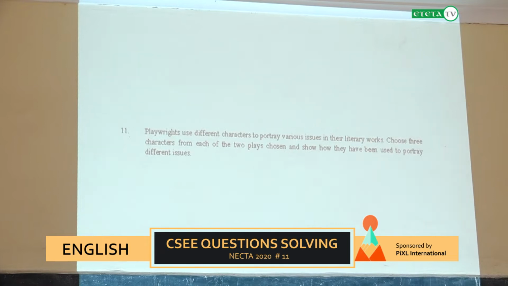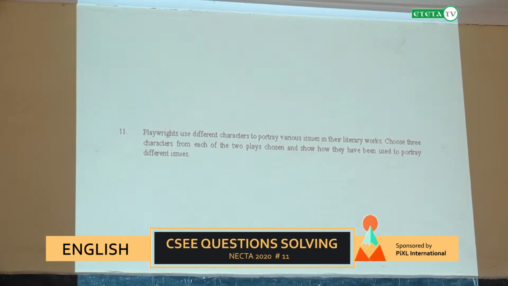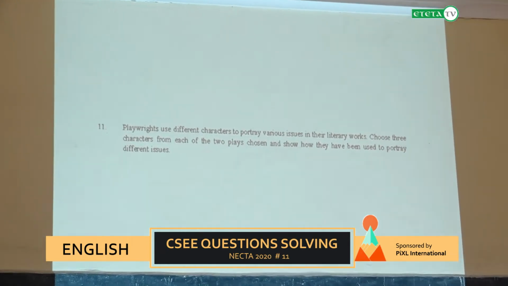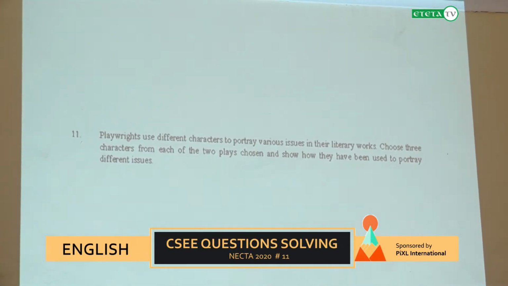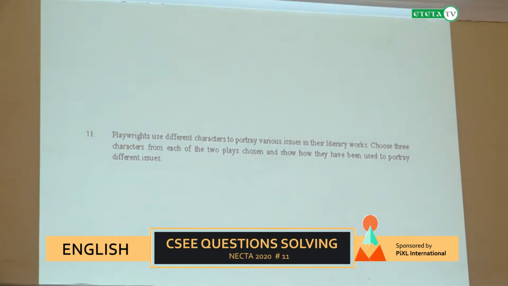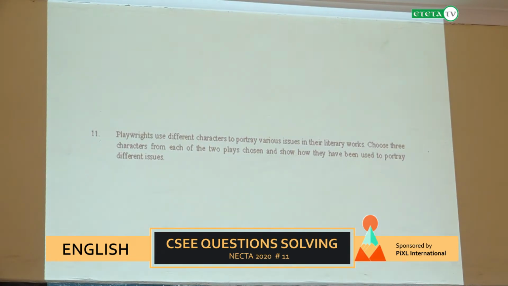Question number 11 in that year states that playwrights use different characters to portray various issues in their literary works. Choose 3 characters from each of the 2 plays chosen and show how they have been used to portray different issues.